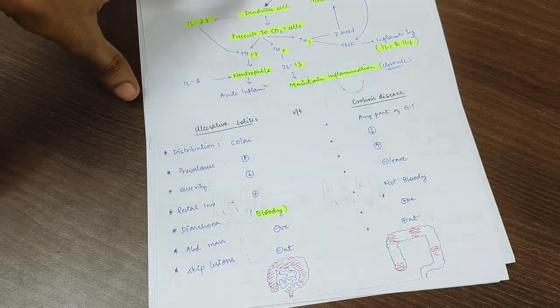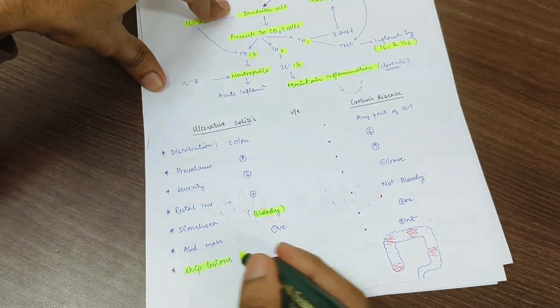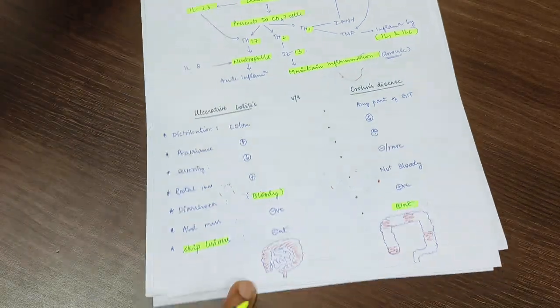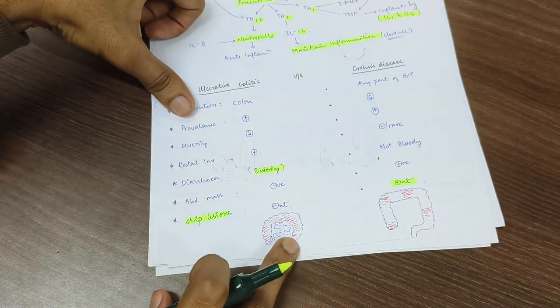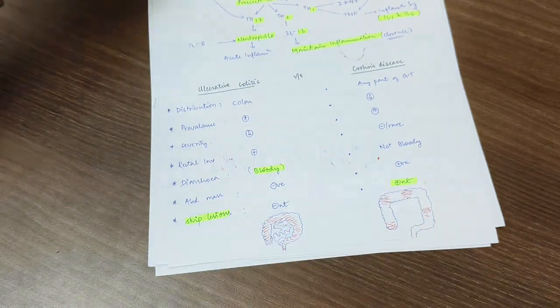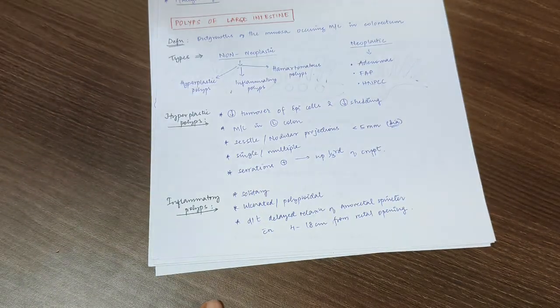Skip lesions are seen specifically in case of Crohn's disease. Okay, this is how we are going to draw. Here it is fully affected, that is ulcerative colitis. This is skip lesions in case of Crohn's disease.